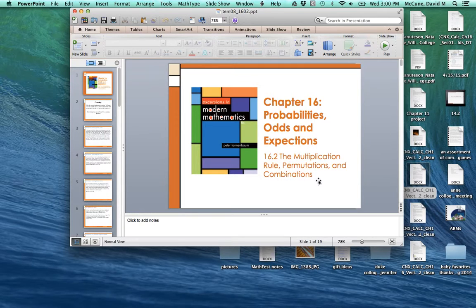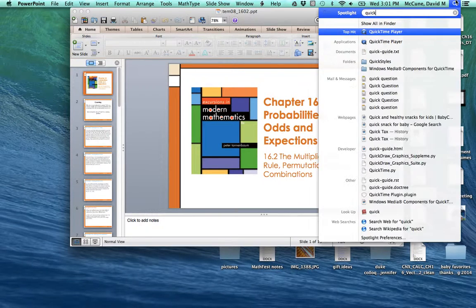That is the conclusion of 16.2. We covered the multiplication rule, permutations and combinations, 3 different ways to count things. In section 16.3, we will apply these rules to calculate probabilities. So see you in section 16.3.